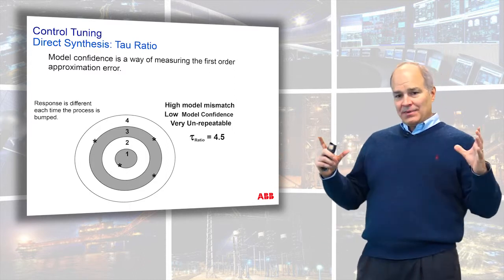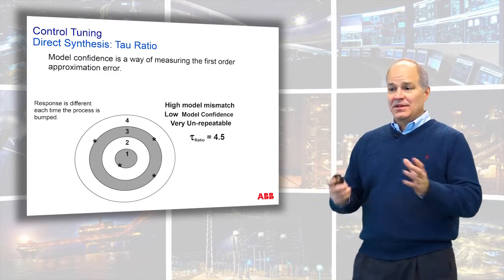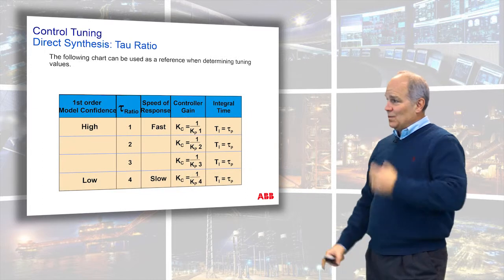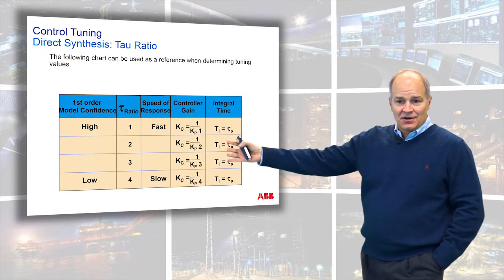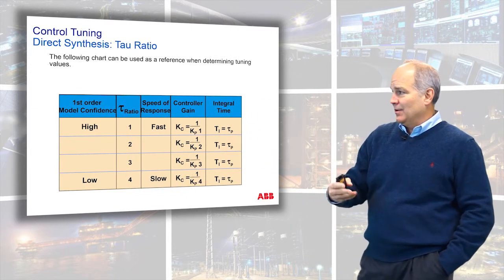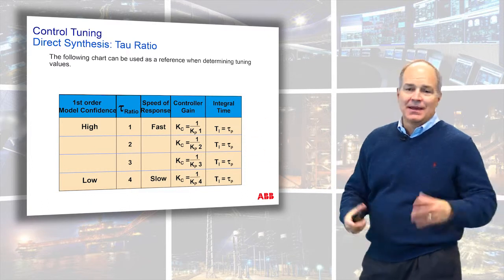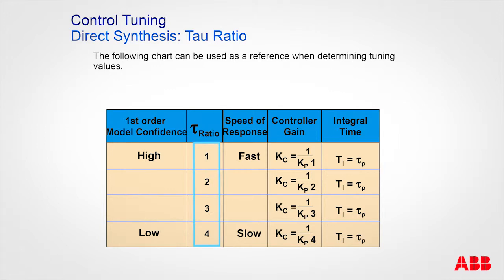So, bigger targets, it is a little slower, but it's more stable. So, I usually will make this chart, and if you look in the back of the book or some of the references, you'll see these, or you can make a spreadsheet. I always pick a couple tau ratios. In my head, one is fast as compared to the dynamics of the process. A 4 is slow as compared to the dynamics of the process.